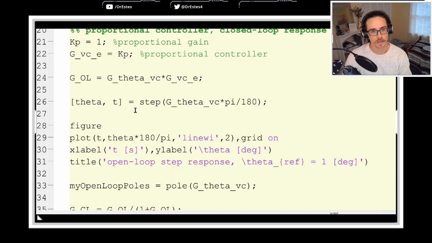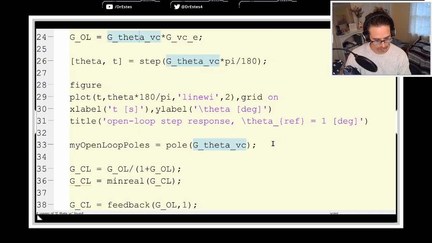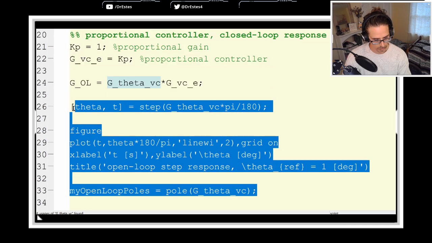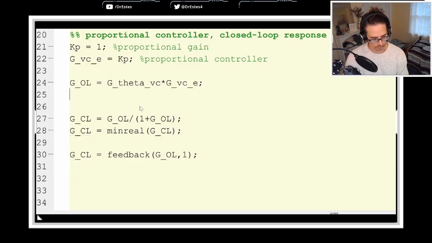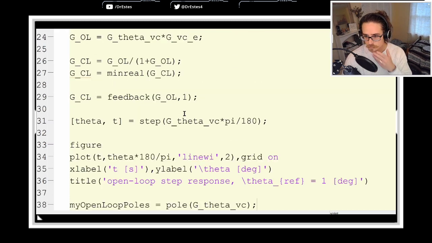Okay, so we're recycling some of this step response code. G open loop. Wait, what did I just overlap? Oh, I pasted this in a place that I did not want to. Okay. I do watch a lot of YouTube. Okay, then you're on your way. A little too much YouTube. Don't we all, though?